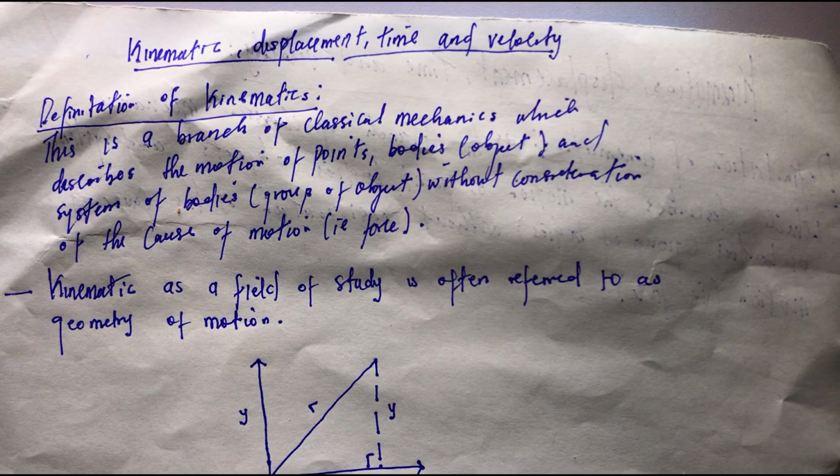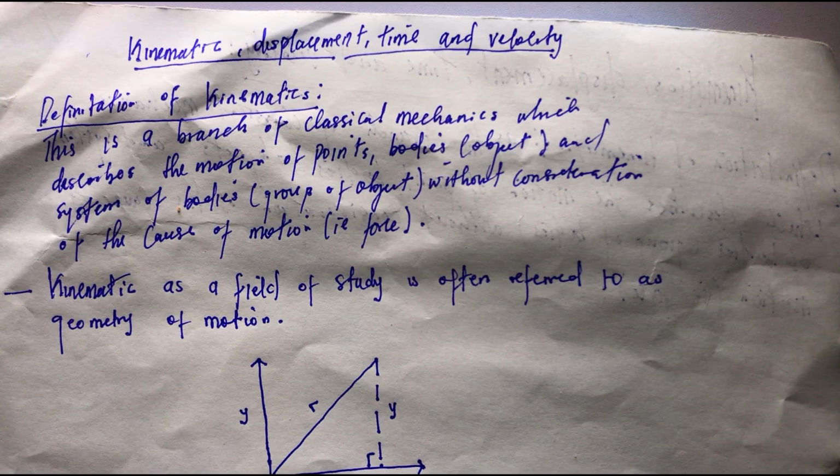Alright, let's look at the concept of kinematics, displacement, time, and velocity. So we have the definition of kinematics. We can define kinematics as a branch of classical mechanics which describes motion of points, bodies, objects, and systems of bodies, that is a group of objects, without the consideration of the cause of motion, that is the force.